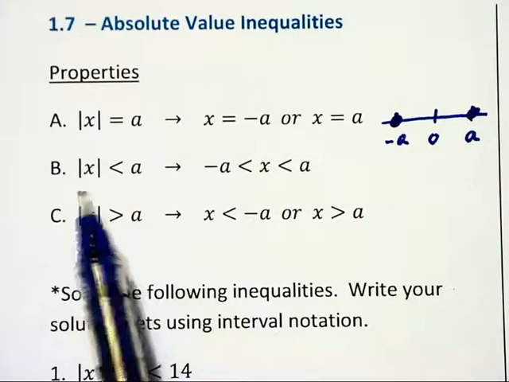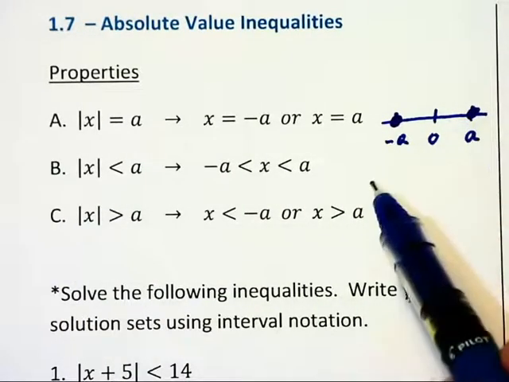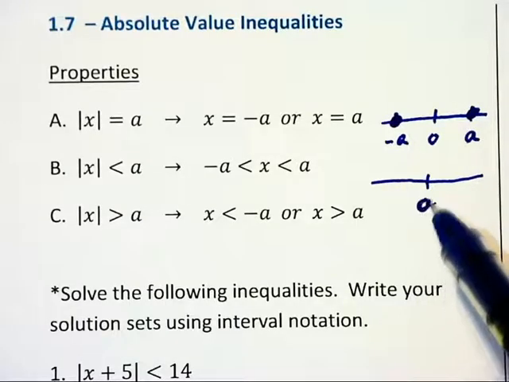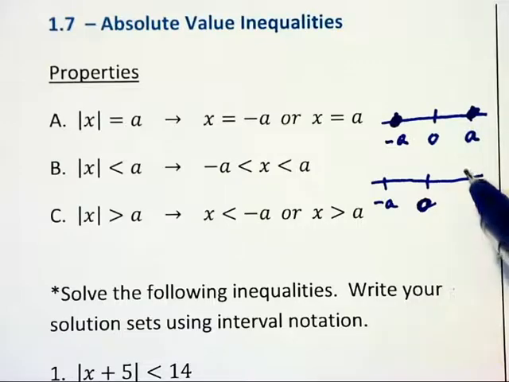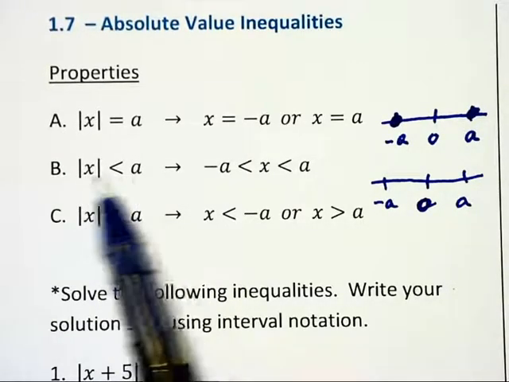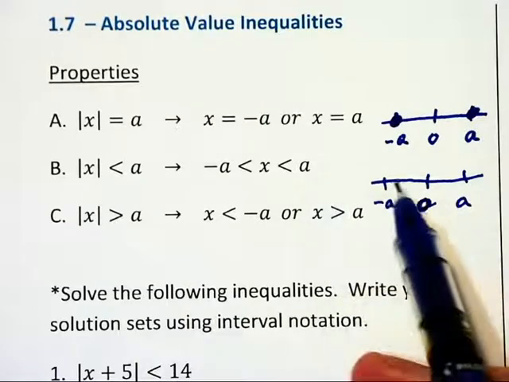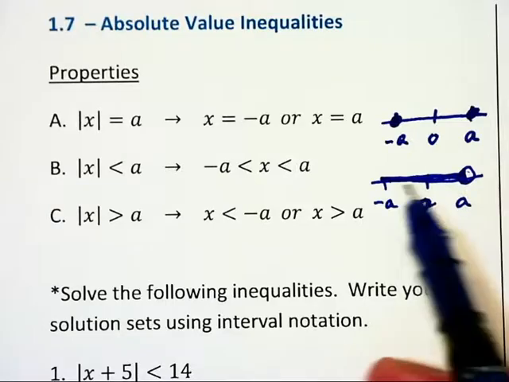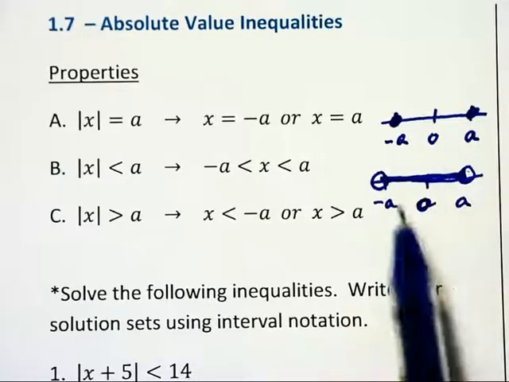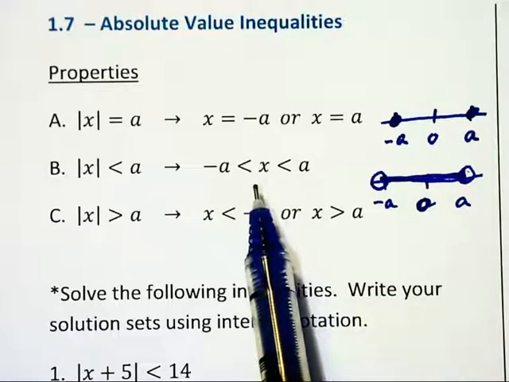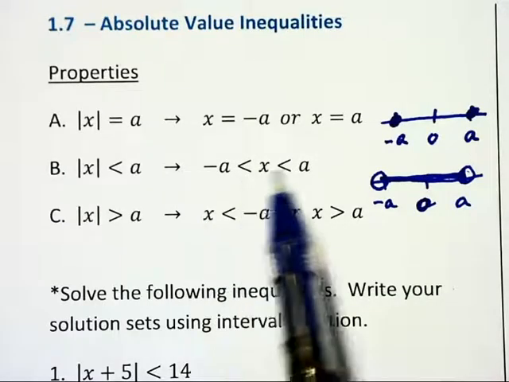Now, if you look at this next one, we're saying the distance is less than a. So there's my 0, here's negative a, here's positive a. It's almost like saying distance is less than a. I can't reach a units. It's got to be within a's distance of 0 on the number line. Basically, between negative a and positive a. And that's what we have here. x is between negative a and positive a.